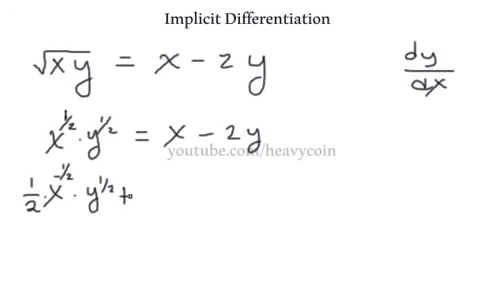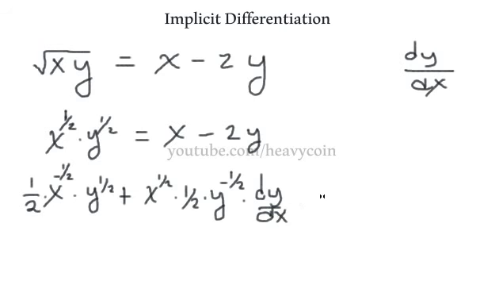Okay, plus, now we're going to rewrite this x to the half, times, now we take the derivative of y raised to the half, so take the half out front, times y to the negative a half. And of course we're taking the derivative of y, so that means we got to write dy over dx right next to it, is equal to, the derivative of x is 1, and the derivative of minus 2y is going to be just minus 2, but don't forget the dy over dx.